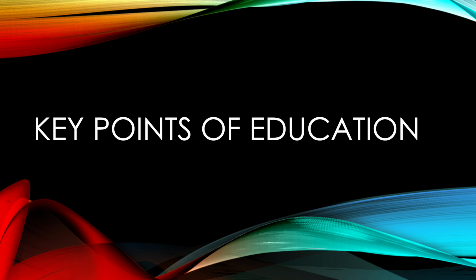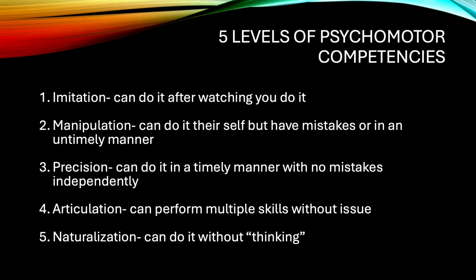Now we'll be discussing just some of the key points of education for a preceptor. So one good educational point could be discussing the 5 levels of psychomotor competency. First, you have imitation. Can a student do it after watching you do it? Then manipulation. Can they do it themselves but have mistakes or in an untimely manner? It's not all the way there. Then precision.